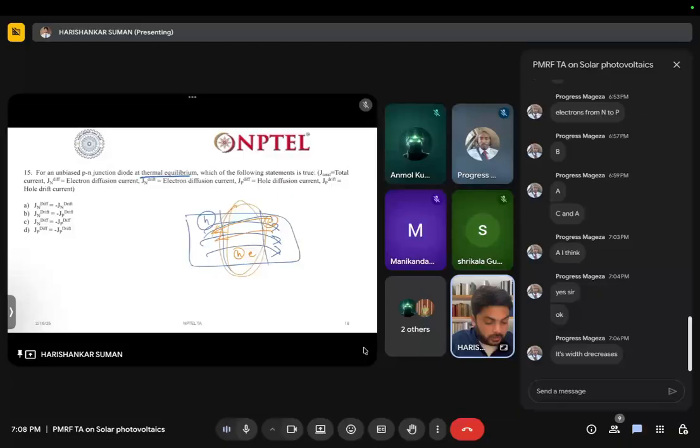So the electron gets drift. This is called drift current, due to the electric field, the built-in electric field, let's say VBI. The built-in electric field gives the drift current, for n and also for p.